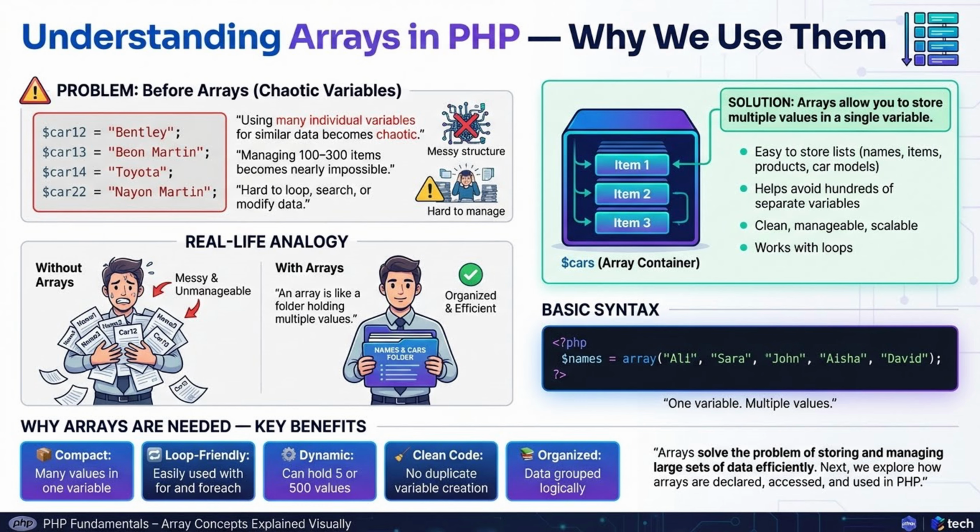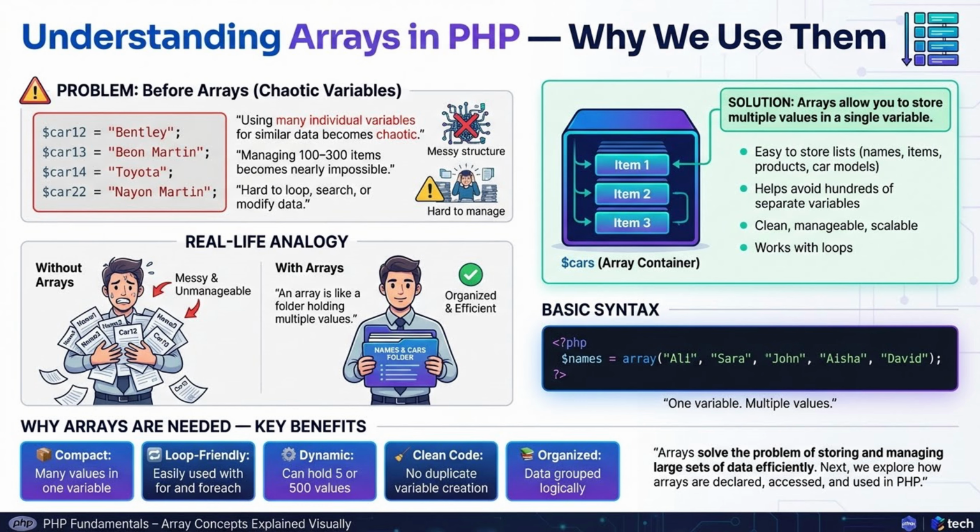Such an approach leads to messy code, repeated variable names, and a structure that is difficult to search, loop through, or modify. This kind of scattered data makes a program harder to maintain, increases errors, and slows down development. Arrays solve this entire problem by allowing you to store multiple values inside a single variable. Think of an array as a container or a digital folder that holds many items together in an organized way.